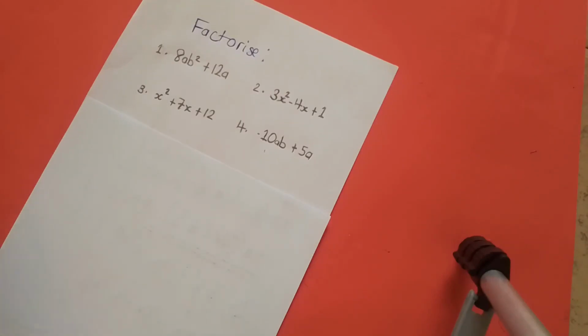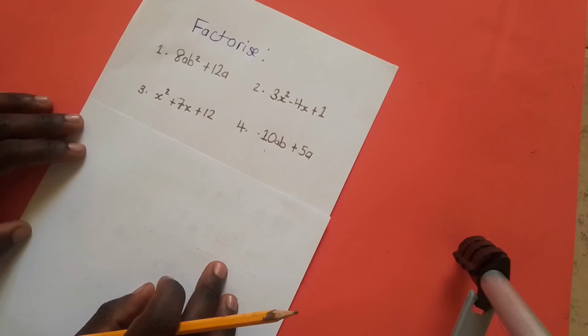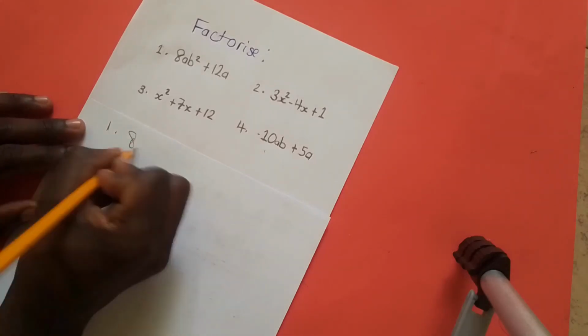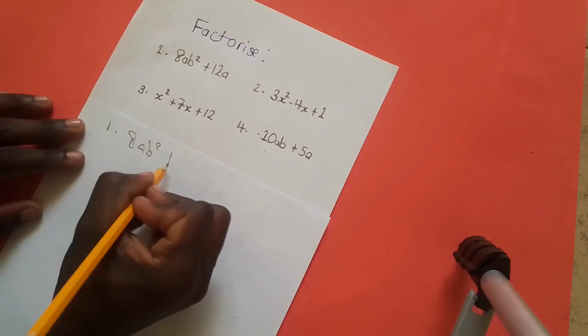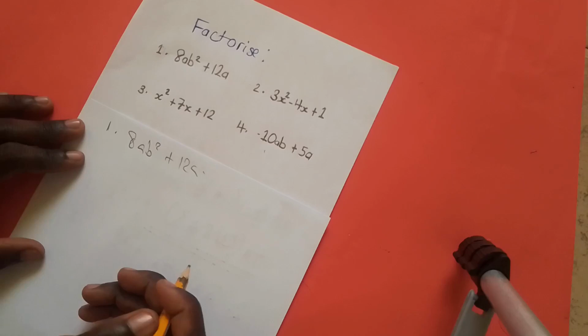Okay, so we're going to be solving all these questions in 3 minutes. So pay very close attention. The first question is: 8ab squared plus 12a, factorize. This is very easy. Very easy.